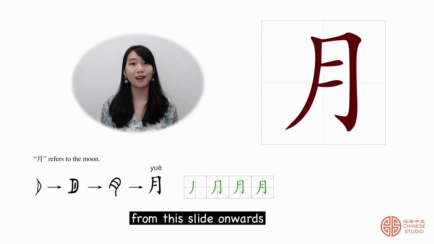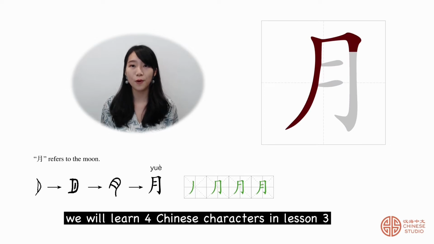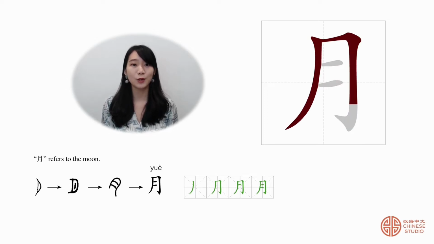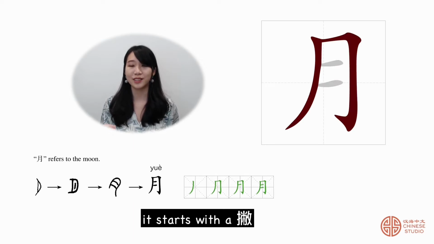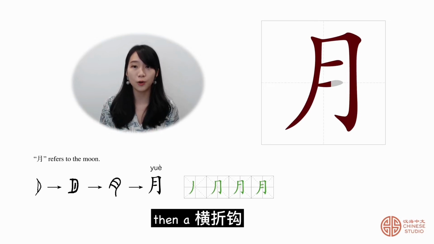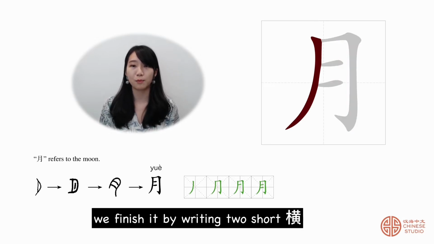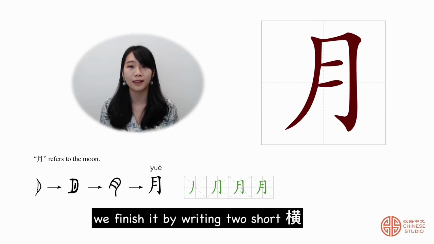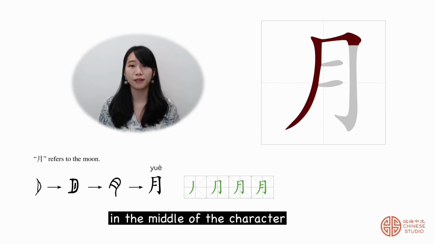From this slide onwards, we will learn 4 Chinese characters in Lesson 3. 月 means moon. It starts with a 撇, then a 横折钩. We finish it by writing 2 short 横 in the middle of the character.